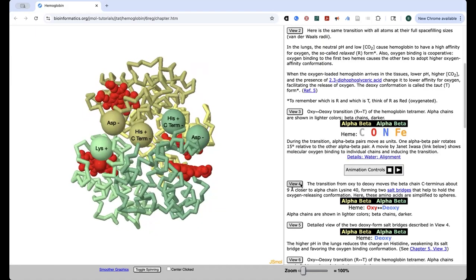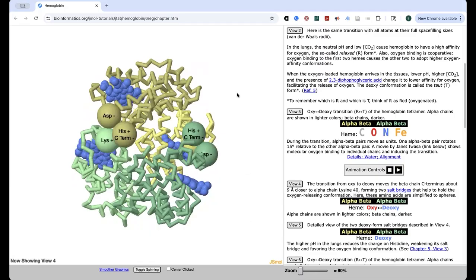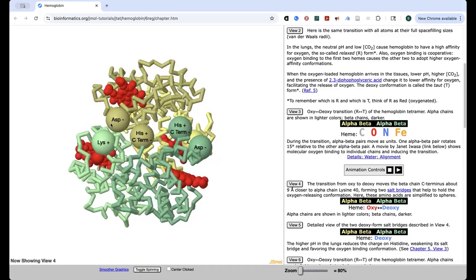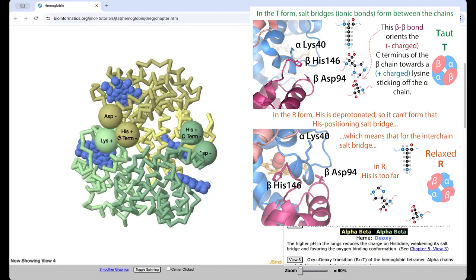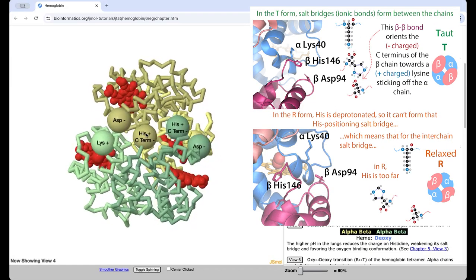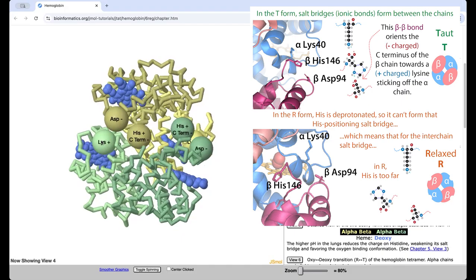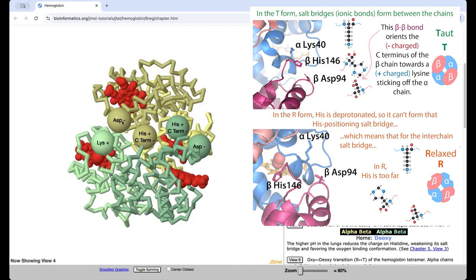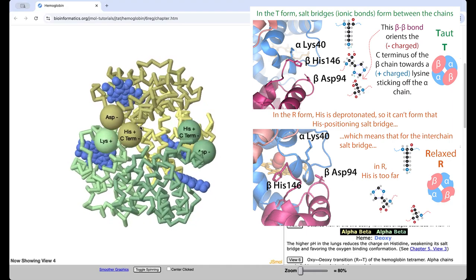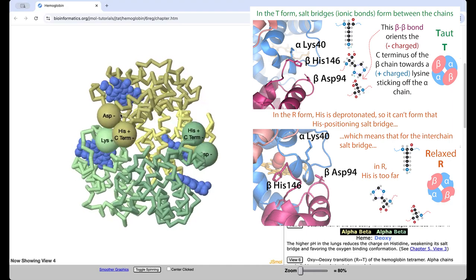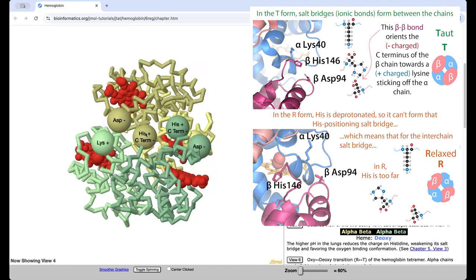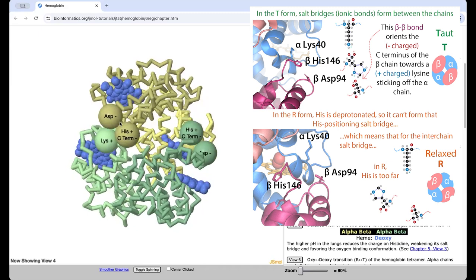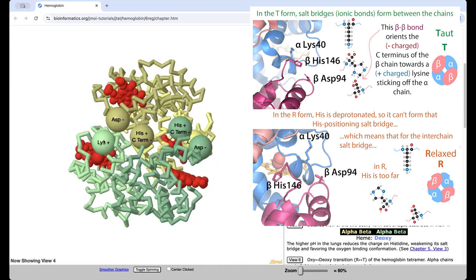In particular, you can see that in this move from the oxy to the deoxy form, we're moving the beta chain C terminus. This histidine is at the C terminus, and the C terminus is negatively charged. We've got this lysine here, which can form a salt bridge with this histidine. And this aspartate is going to be important for holding this histidine in the right conformation. When we talk about the Bohr effect, we'll see that this histidine needs to be positive in order for this aspartate to form the salt bridge that orients the C terminus to interact with the lysine.